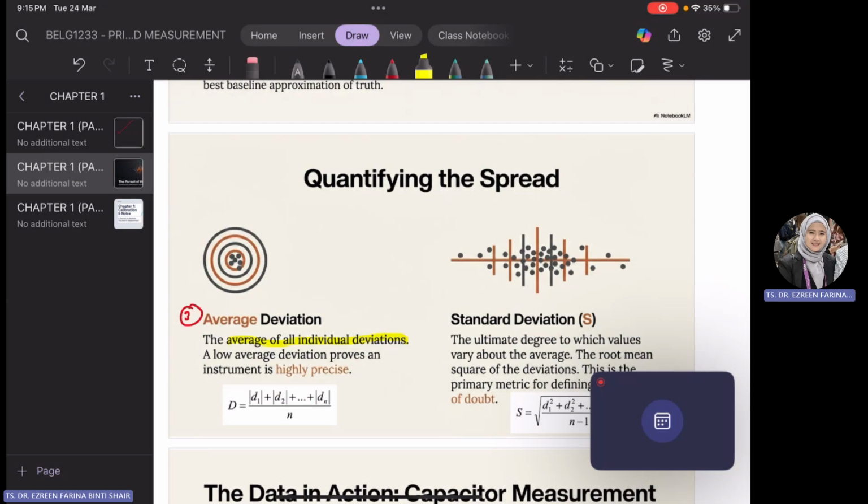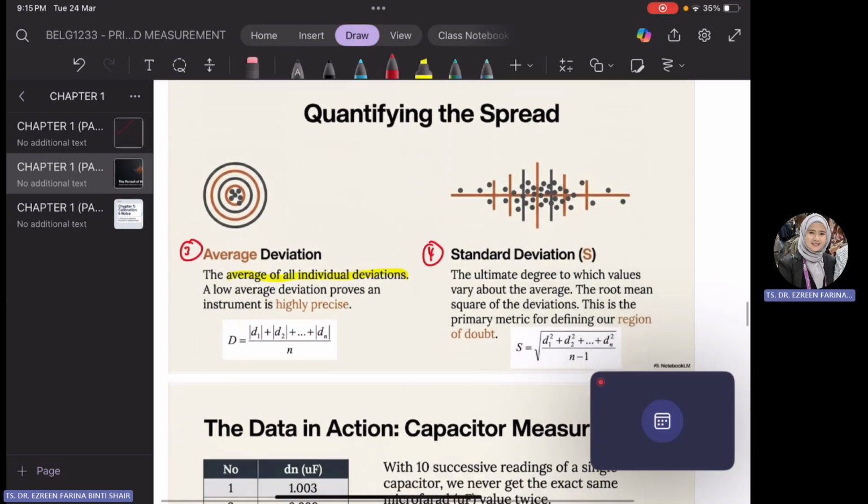The fourth one is the standard deviation. Standard deviation is the degree to which the values vary above the average. This standard deviation defines our region of doubt in the data. The formula is the square root of d1 squared plus d2 squared plus up to dn squared, divided by n minus 1.